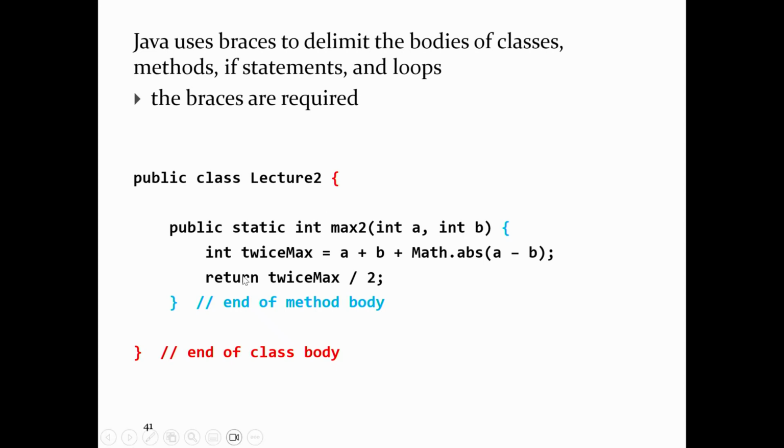That brace must be there. That closing brace must be there. That brace must be there. And that brace must be there. So Java is what's called a brace-delimited language, which is the same as C. So Java uses braces instead of spacing.